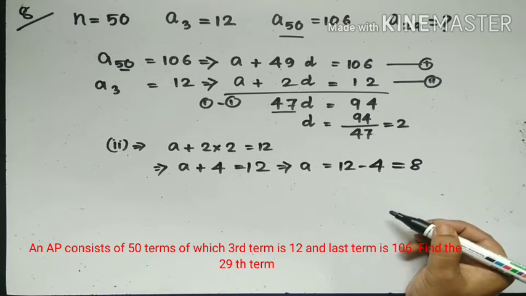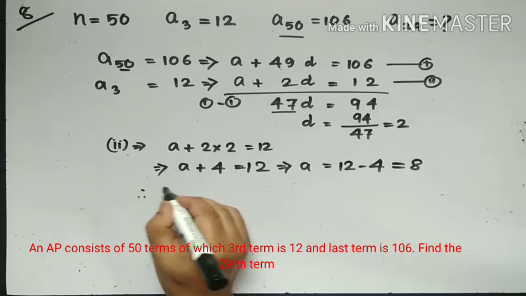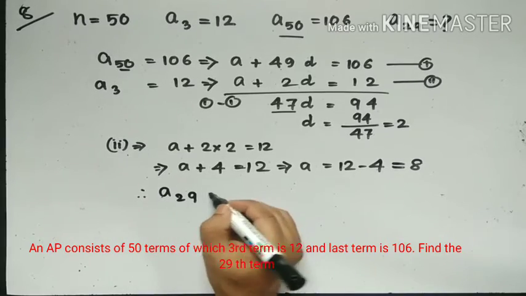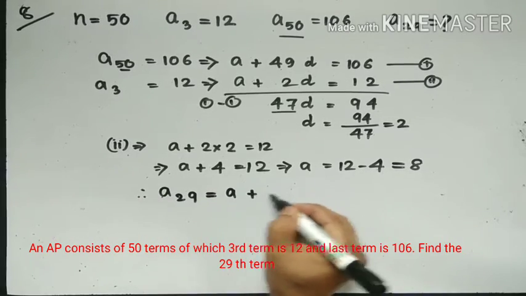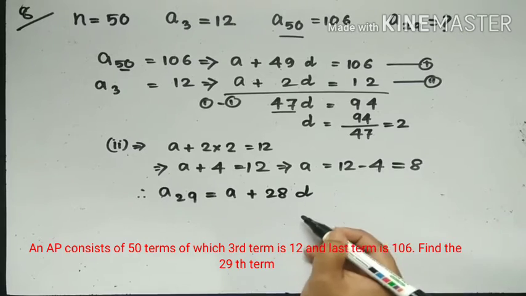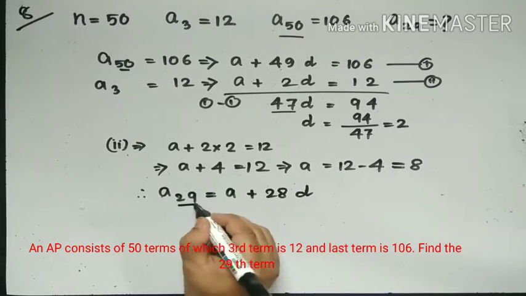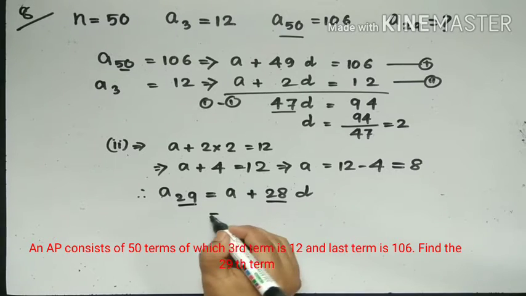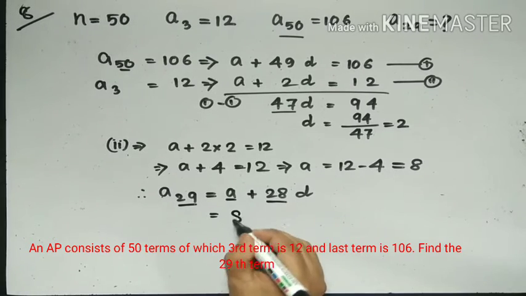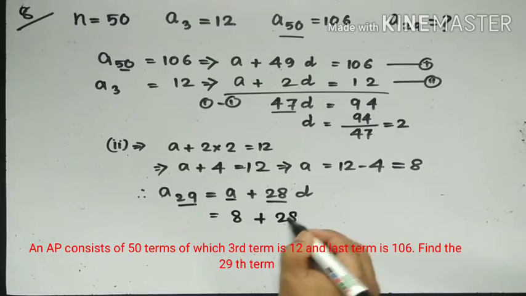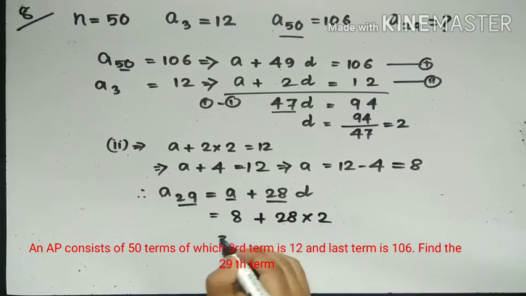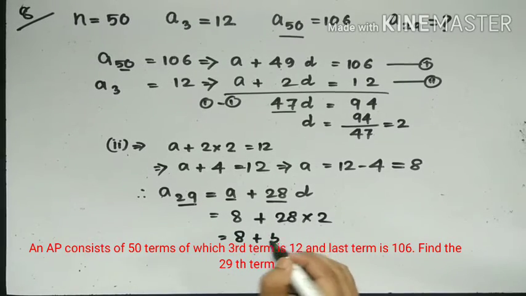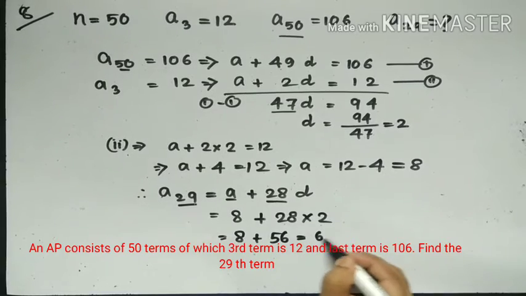Now we have to find the 29th term. Therefore the A29 formula will be A plus 28 times D. So if here is 29, you put here directly 28. So the value of A is 8 plus 28 into 2. So 8 plus 28 into 2 means 56. That means the answer will be 64.